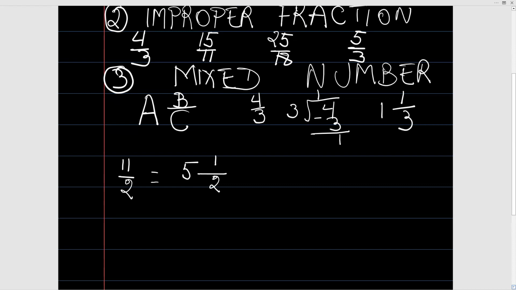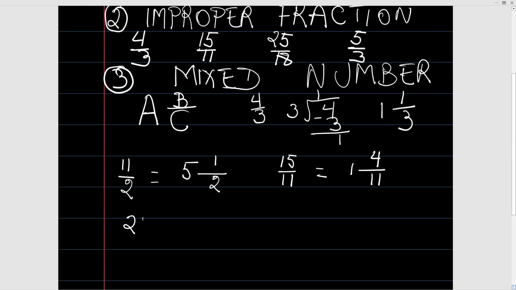So let's do the second one, which is 15/11. The question is, how many times does 11 go into 15? It's only 1 time. 1 times 11 is 11. What's the difference between 11 and 15? It's 4.